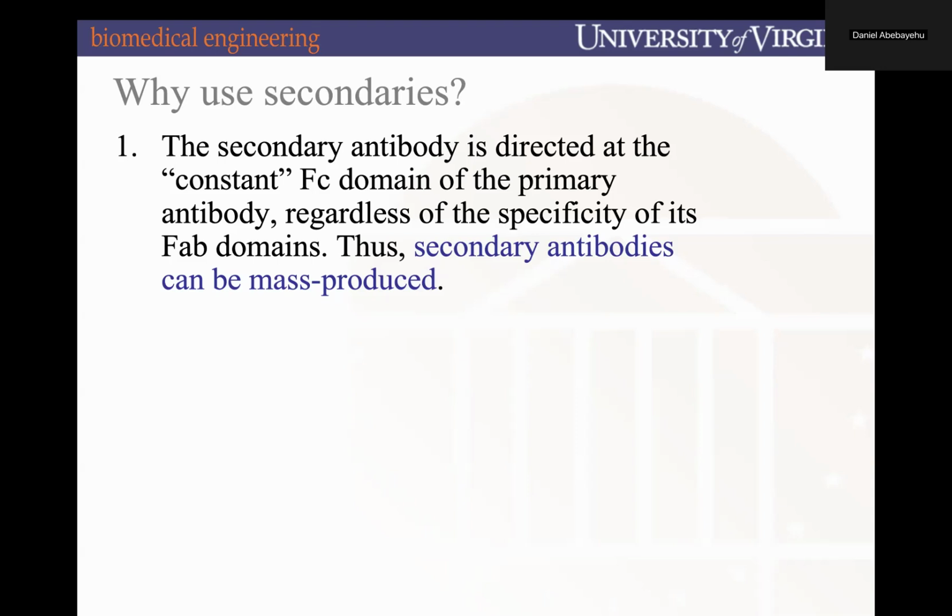But the secondary antibodies that we use to recognize our primary antibodies are directed at the FC domain. Okay, and because this is usually a peptide region that's easily producible via peptide synthesis, these secondary antibodies can be mass produced because antibody sequences have been well characterized. Yes.